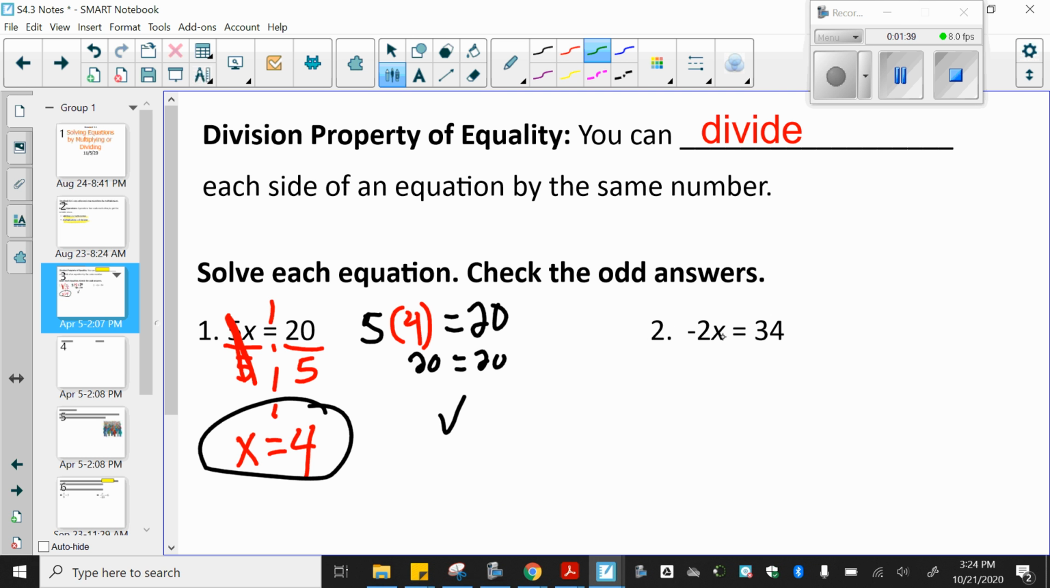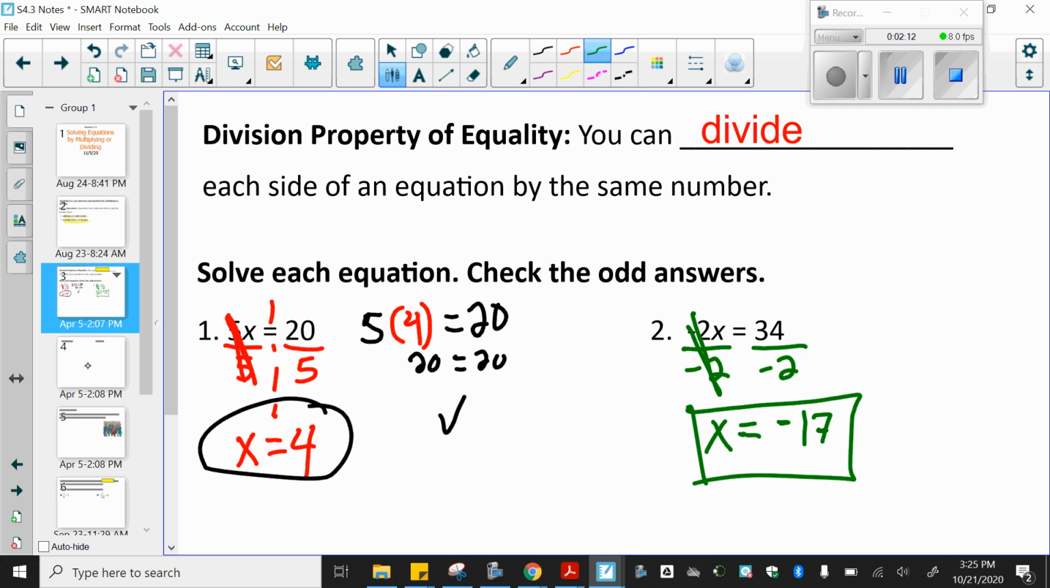Here we have negative 2 times x equals 34. So I'm going to divide by negative 2. You want both the sign and the number. Negative 2, those cancel, leaving just x. 34 divided by negative 2: positive divided by negative is a negative. 34 divided by 2 would be 17, so we have negative 17. All right, negative 17. Next one.